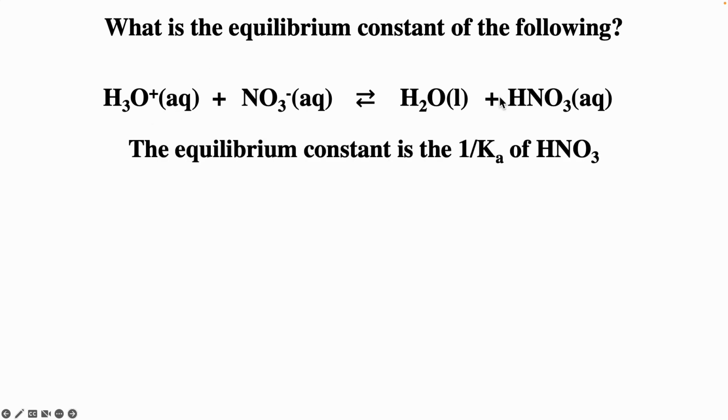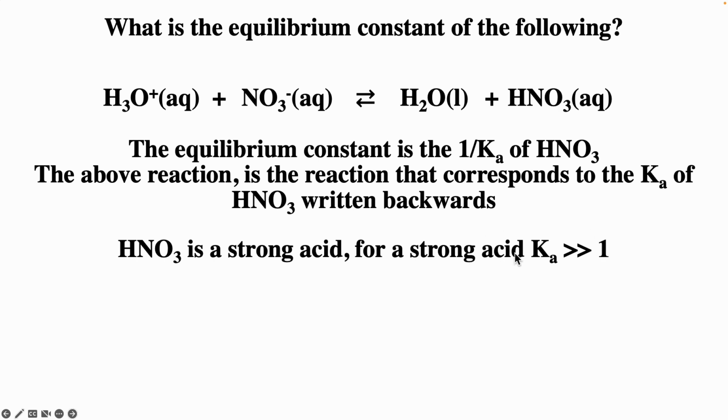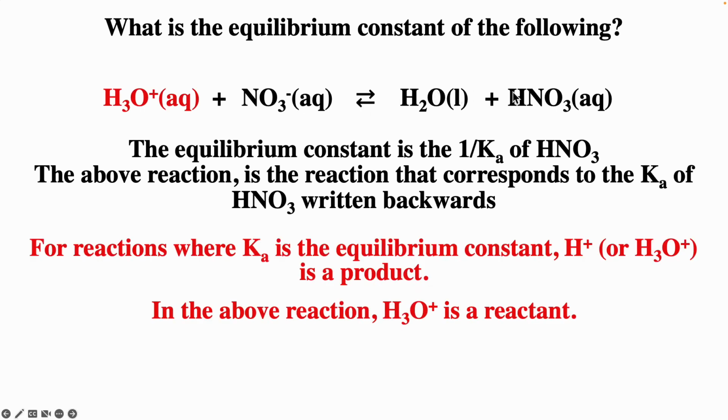Now, if we look on the other side, it's going to be 1 over Ka of nitric acid. Nitric acid is another strong acid, so its Ka is really large, and so 1 over Ka is going to be really small. And so the equilibrium constant for this reaction is going to be very small. Often when you're asked what is the equilibrium constant for a reaction, look for the hydrogen ion, hydronium ion, or hydroxide. Again, we see hydronium ion as a reactant, so that makes us think about 1 over Ka.